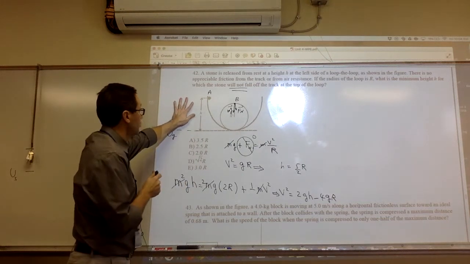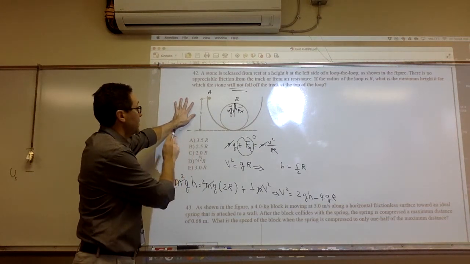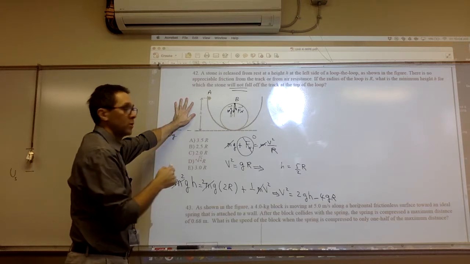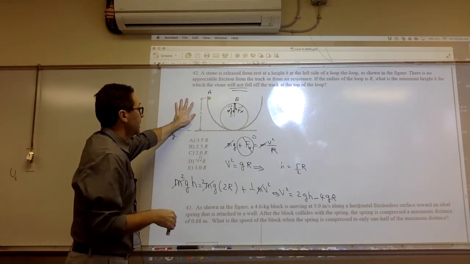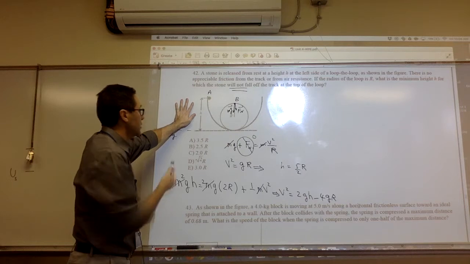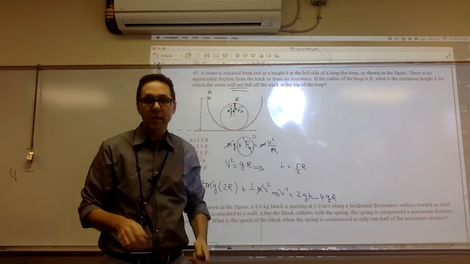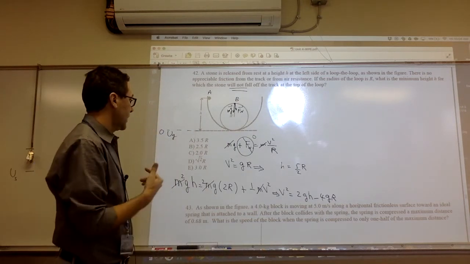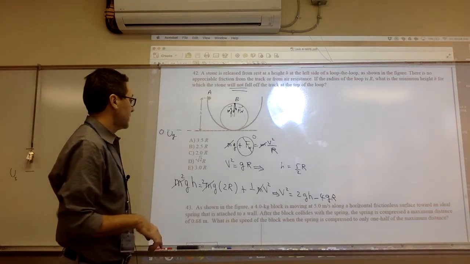If you think about it conceptually, your height has to be more because you want to come in with more gravitational energy to stay on that track. So the answer is it has to be greater than 5/2 of r.